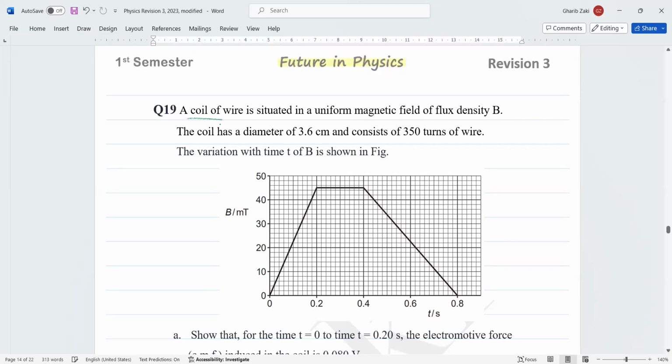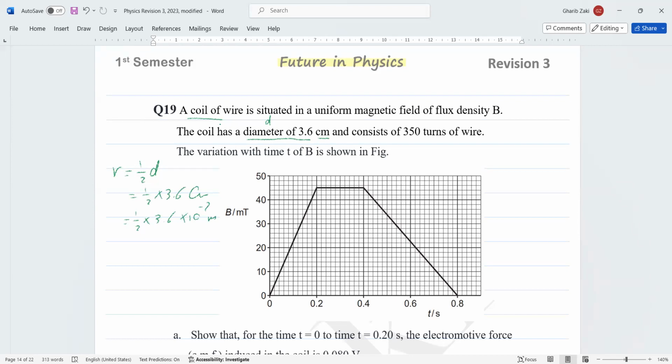A coil of wire situated in a uniform magnetic field of flux density B. The coil has a diameter, so we can get the radius. The radius is half the diameter, so it's a half multiplied by 3.6. It is in centimeters, so we convert to meters: half multiplied by 3.6 times 10 to the power negative 2 to be in meters.